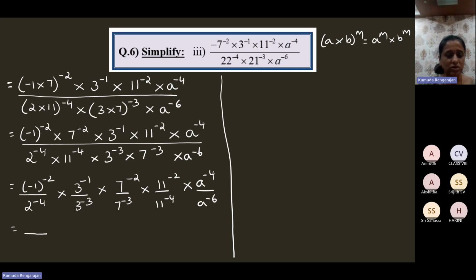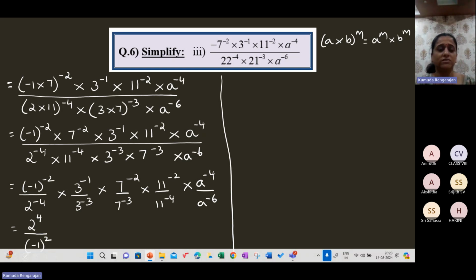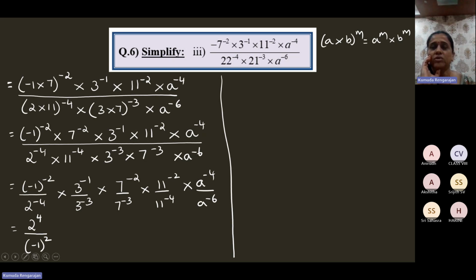See here. This 2 to the power -4, it's in the denominator, right? When you write it in the numerator, the power becomes positive. The negative power becomes positive. -1 to the power -2 is in the numerator. Write it in the denominator. Don't change the base. Okay, the negative power will become positive. Remember that. When you switch between the numerator and denominator, write the opposite power.